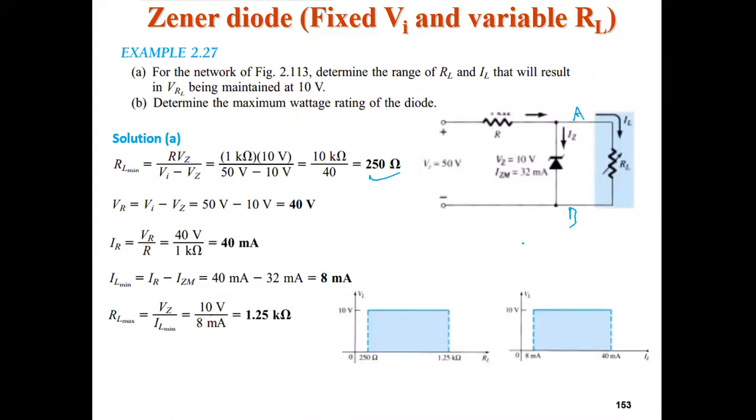Okay, so VAB will be equal to VZ. And if this one is your VZ, let us say, 10 volt. So this one is a resistor. How much is the voltage across this resistor? So that is equal to 50 minus this VAB. So it is 50 minus 10 volt, which is equal to 40 volt.